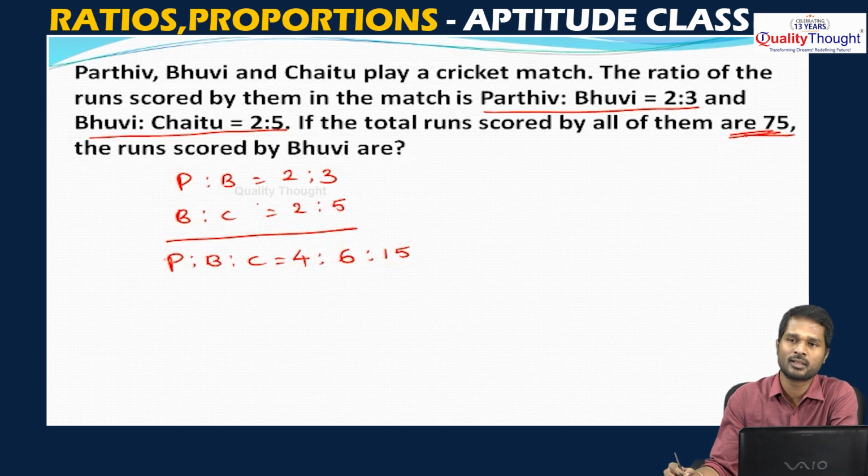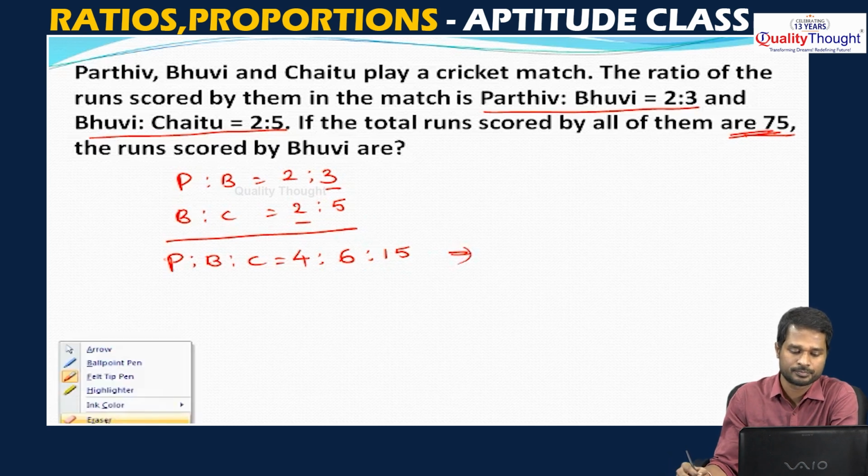If you want, you can take the Bhuvi value from the second case and multiply with the first case. So this 2 multiplies with the first ratio, 2 2s are 4, 2 3s are 6, and this 3 multiplies with the second ratio, 3 2s are 6, 3 5s are 15. Anyway we can do it. Now calculate the total parts.